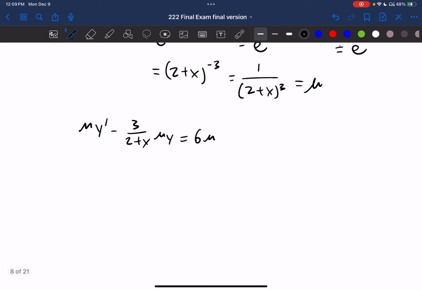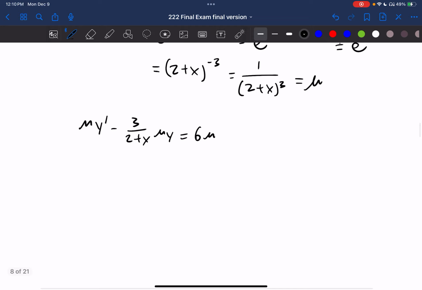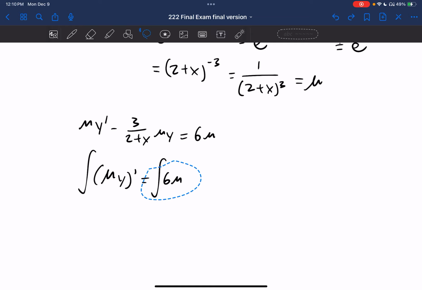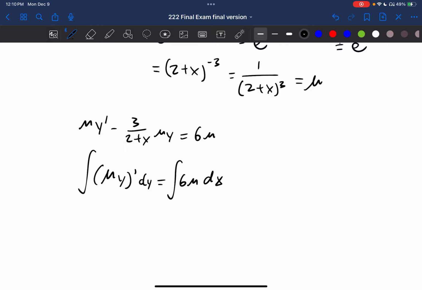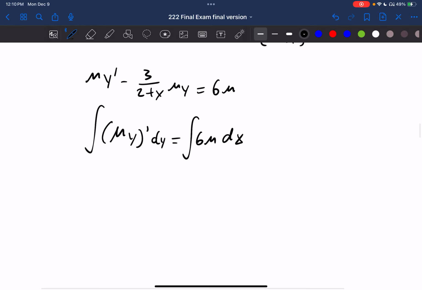Applying our knowledge on implicit differentiation, or reverse implicit differentiation, I don't know why I can't say that, but yeah, you're going to get mu times y. If we get the derivative of this, this will be equal to 6 mu. If we integrate both sides of this, the integral of a derivative is just whatever's on that side.